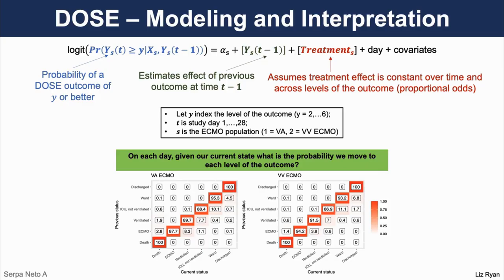On each day, given the current status of the patient, what is the probability of moving to a different level of the outcome on the next day? This is what is estimated by the model.